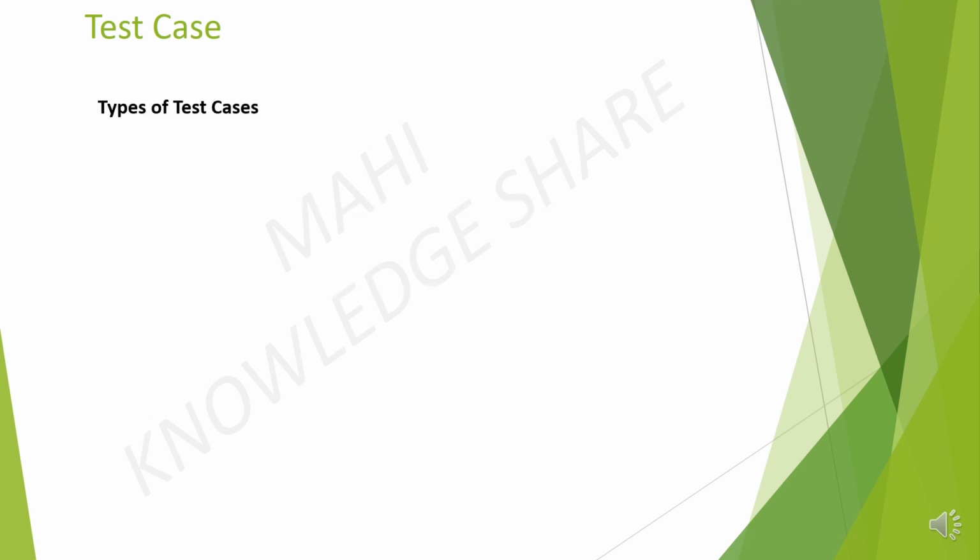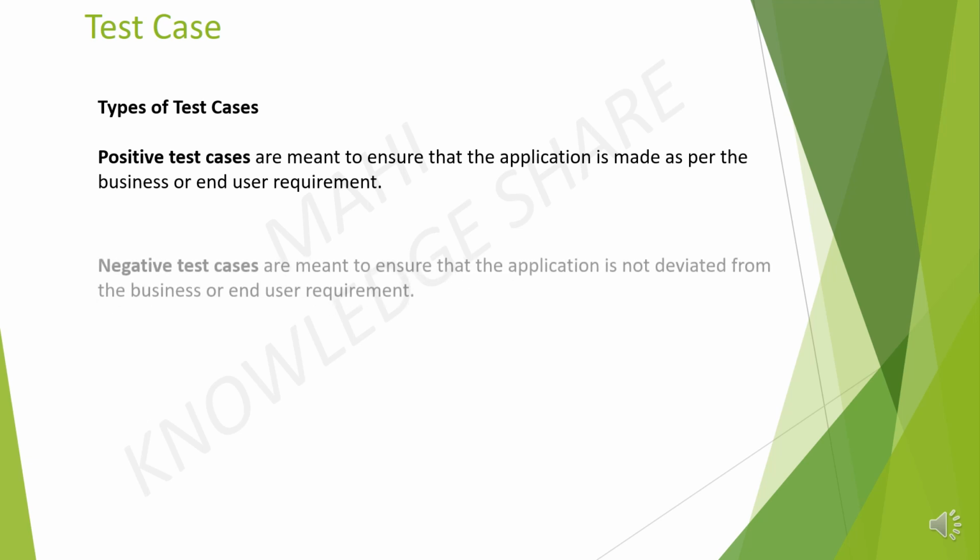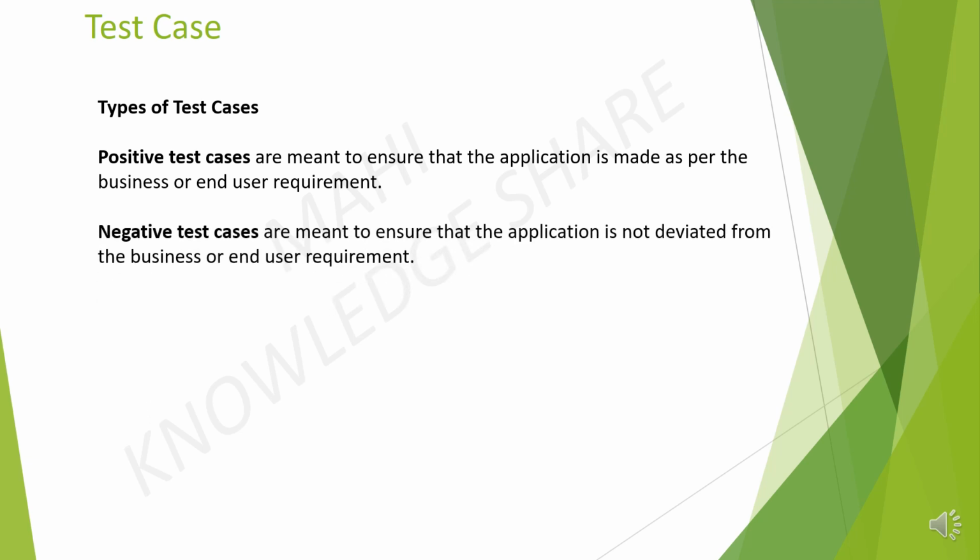Types of test cases. There are basically two types of test cases. One is positive test case, the other one is negative test case. Positive test cases are meant to ensure that the application is made as per the business or end user requirement, whereas negative test cases are meant to ensure that the application is not deviated from the business or end user requirement.